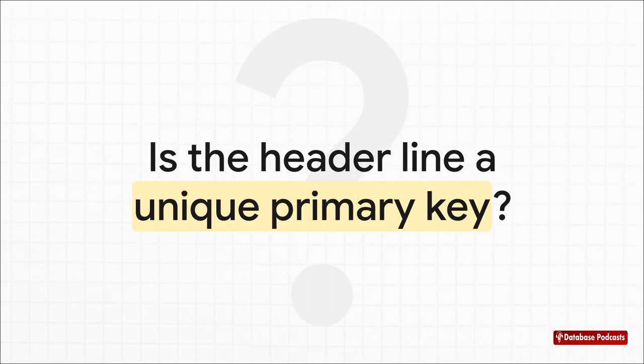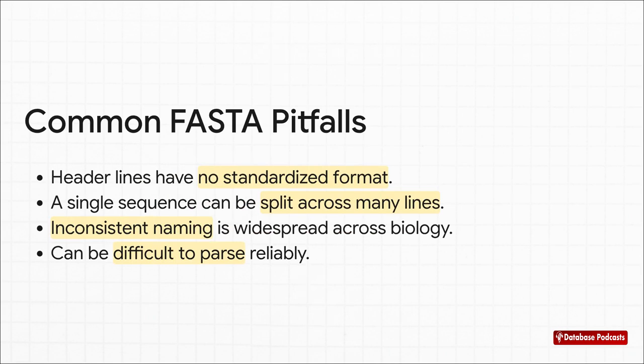Now, if you're coming from a database world, your brain is probably already asking questions. You're looking at that header line and thinking, okay, is that a strictly defined field? Is it something like a unique primary key that has to follow a certain set of rules to make sure every record is perfectly identifiable? And that's exactly where we hit the biggest pitfall of FASTA. The answer is a hard no.